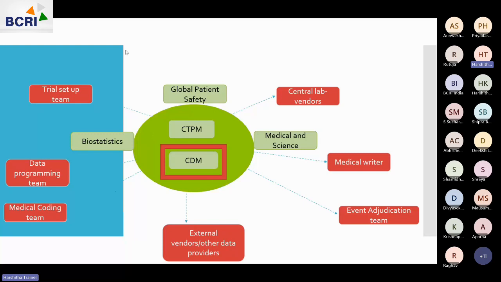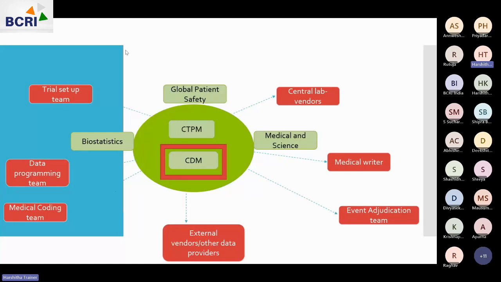So CDM is closely associated with the clinical trial project management team, and these are the other internal teams that are involved and working with CDM to collect the data. So you'll have a trial setup team, data programming team, medical coding team. There will be central laboratory vendors. There will be medical writers. There will be an event adjudication team, external vendors.